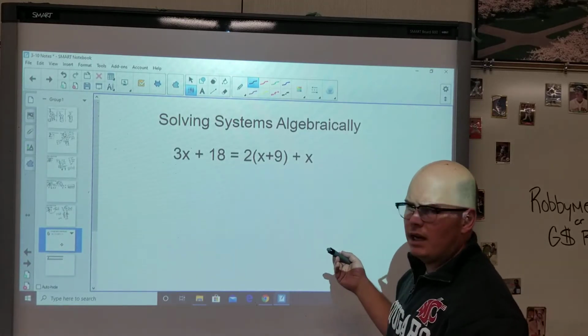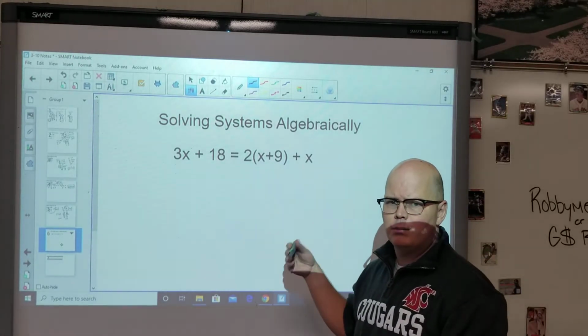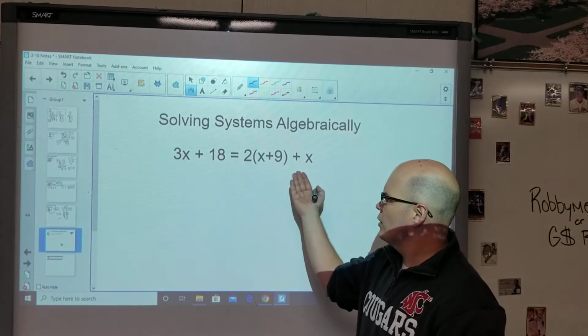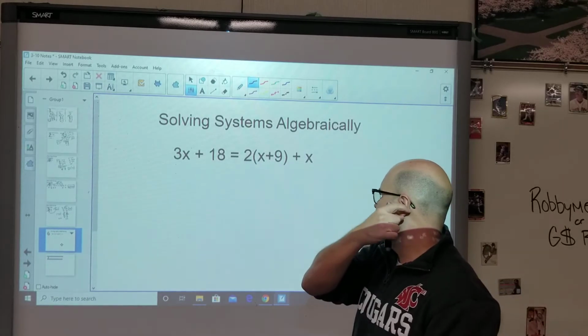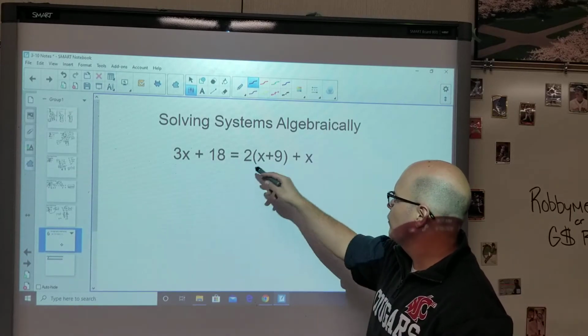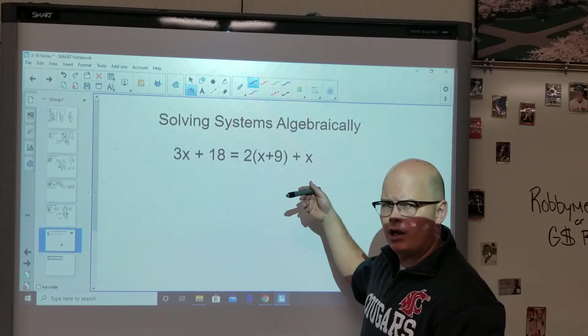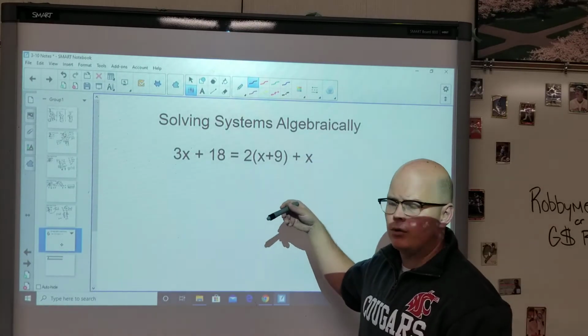So for solving this guy algebraically, the first thing we need to do is simplify both sides. Now we're not going to be moving anything yet. We're going to leave them as two separate equations on different sides. But we're just going to simplify the side that needs to be simplified, which is this side. And to do that, I'm going to distribute, and then I'm going to combine like terms, just like the first two steps we always start with.